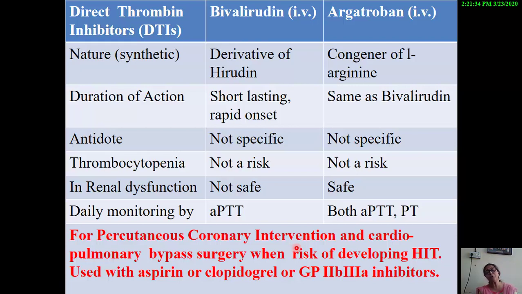And very commonly when these compounds are given for percutaneous coronary intervention or cardiopulmonary bypass surgery, they are very commonly used along with the antiplatelet drugs like aspirin, clopidogrel, or the glycoprotein 2B3A inhibitors. And bleeding, as I told you, is a common adverse effect with all the antithrombotic drugs, and the risk of bleeding becomes much higher when these compounds are combined with each other. For example, if you combine anticoagulants with antiplatelets, then the risk of bleeding is higher.